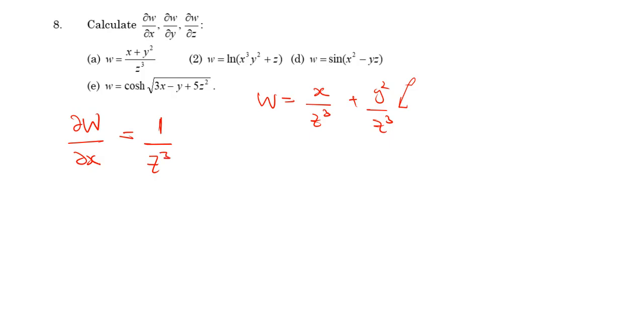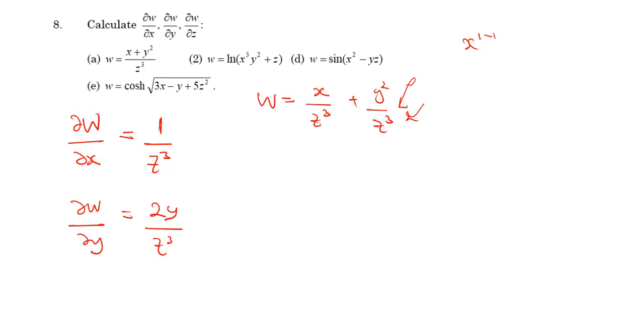When I differentiate x by the power rule, the power is 1, so 1 minus 1 gives 0, and anything raised to the power 0 gives 1. So that's the 1 there over z cubed. Now I do the same for the next one: the partial of w with respect to y. I look at which part has y, and only this part has y, so I forget about the other part. I differentiate the y squared, which gives 2y over z cubed, like that.